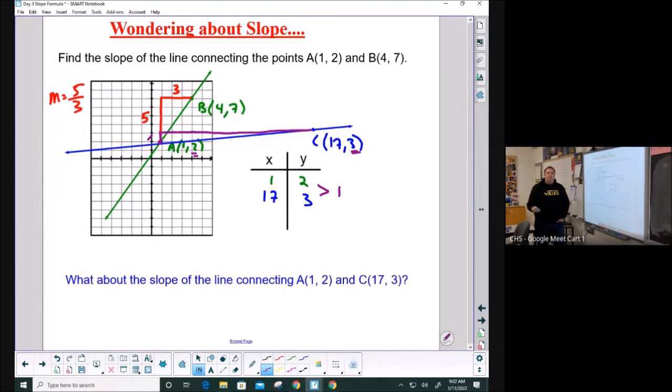What's the run? Again, I can't count it. I try and count it and I run out of all these squares. So I have to be smarter than counting it. But what do we think the run is?